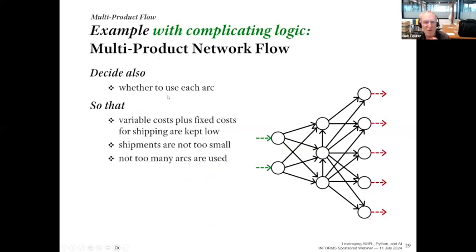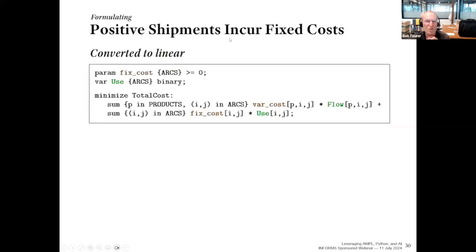Here's the same example, but it has some complicating logic. You have to decide whether to use each arc. There's a variable plus a fixed cost for using an arc. Shipments can't be too small and there can't be too many arcs used. So now there are three new kinds of constraints. For example, in the objective, positive shipments have to incur fixed costs.